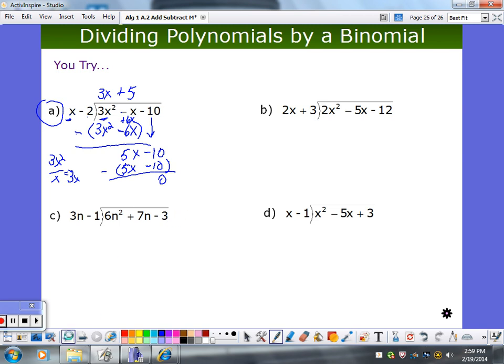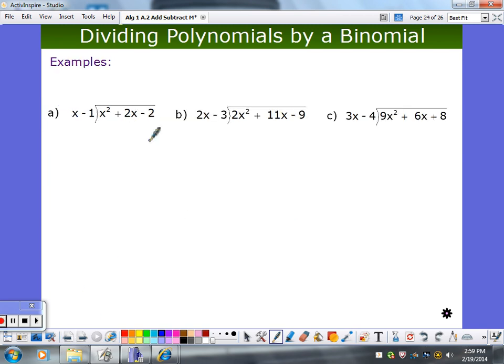Now I want to do another example. I'm kind of jumping around a bit, I know. But in the examples, I'm going to look at B. See if you can find this one. 2x minus 3, I want to divide that into this polynomial. You all see it? Because I want you to do it with me.